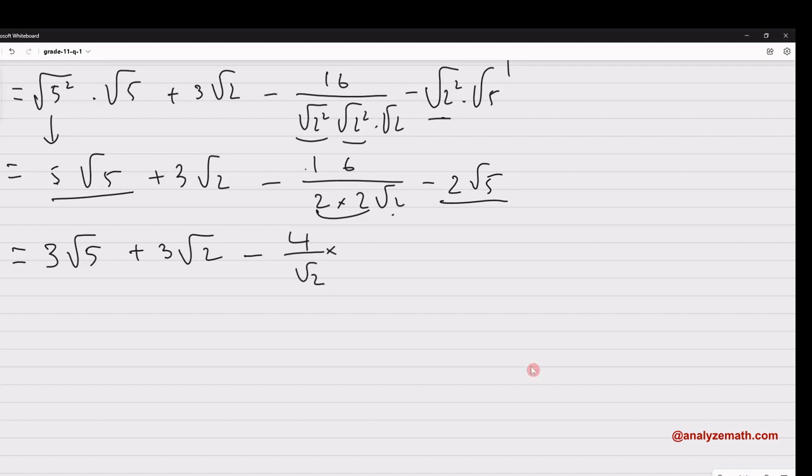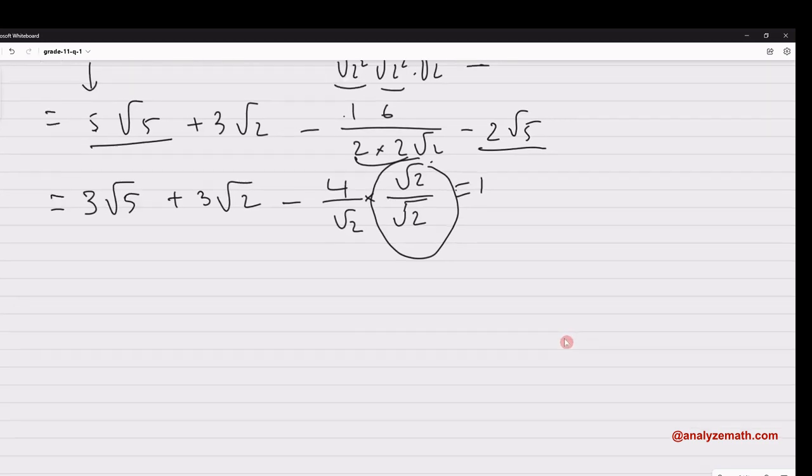So one way to do it is to multiply here by square root of 2 and here by square root of 2. We did not change anything because this is equal to 1. If you multiply a quantity by 1, you don't change it. So 3 square root of 5 plus 3 square root of 2. Now minus 4 square root of 2.